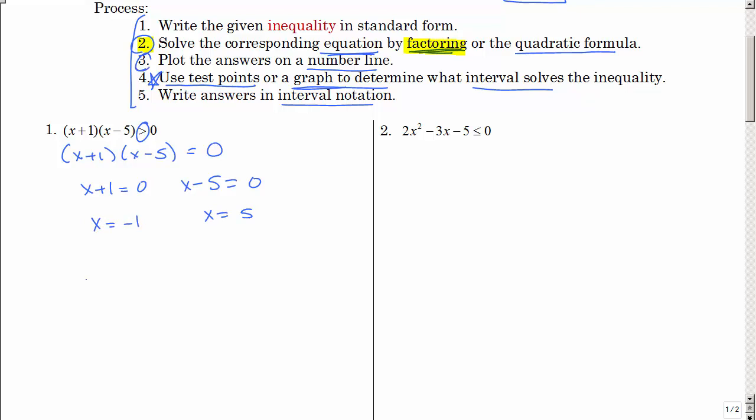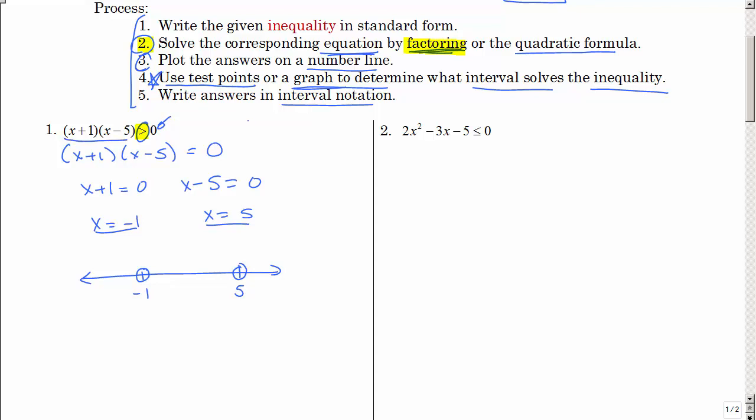Step 3 says plot those numbers on a number line. Now we're going to look at the inequality. So let's come back up here. So that's just a greater than. Since it's not equal to, that means those need to be open circles because these values would make this equal to 0. So I don't want to be equal, I want to get as close to as possible. Now, how do I know when it's greater than?